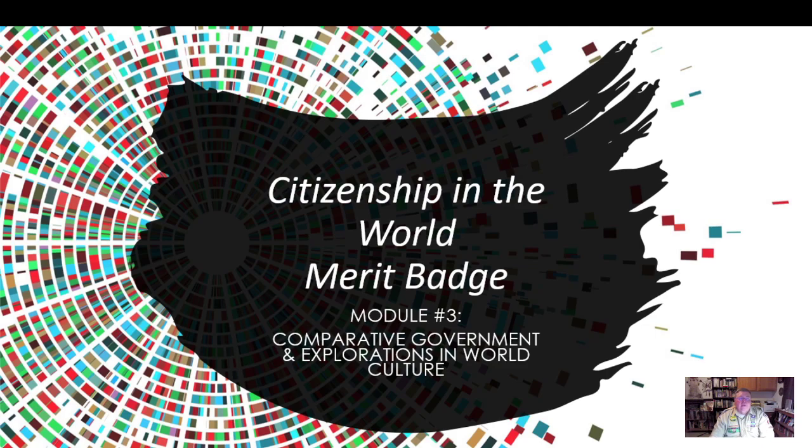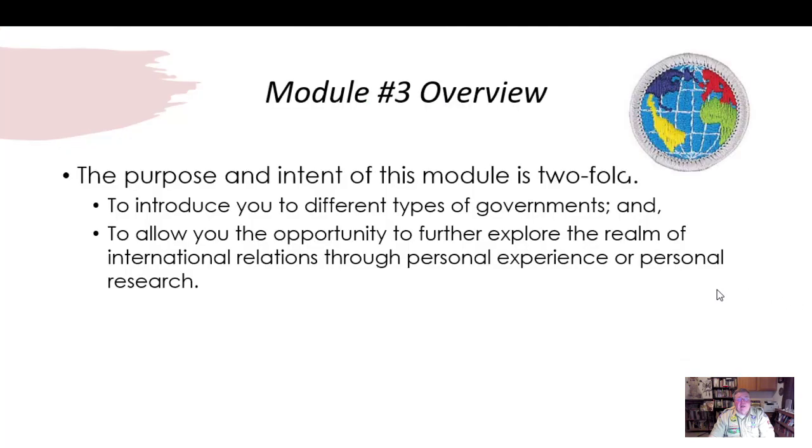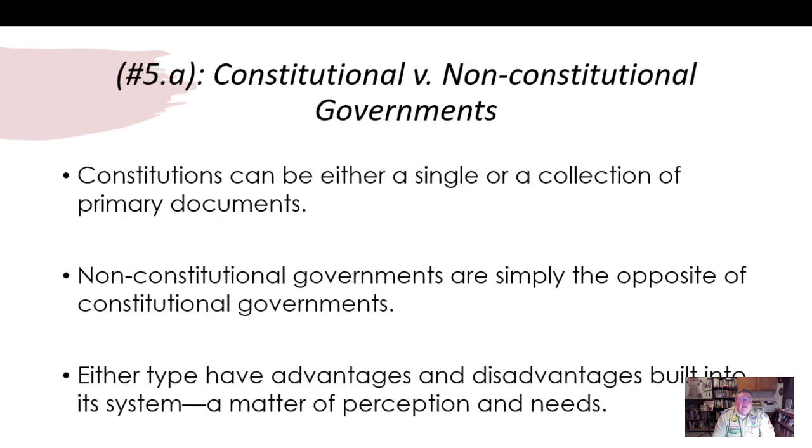Welcome to Module 3 of the Citizenship in the World Merit Badge Clinic of the SBS system for the Montana Council. In the third module here, we'll be taking a look at two major concepts. One is to introduce you to the different types of governments that are found operating throughout the world. And the second is to allow you the opportunity to further explore international relations through some type of personal experience or personal research. So let's move into requirement 5A, which talks about constitutional versus non-constitutional governments.